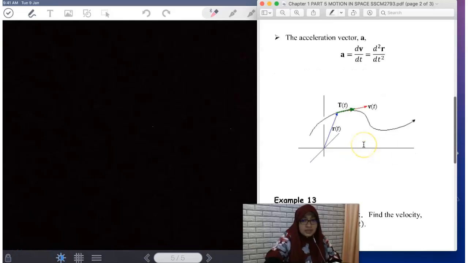So this is the graphical representation of the velocity vector. This is the position vector r, and this is the tangent vector, the unit tangent vector. You will learn the unit tangent vector after we finish the motion in space. Once we get there, I will come back to this graph.